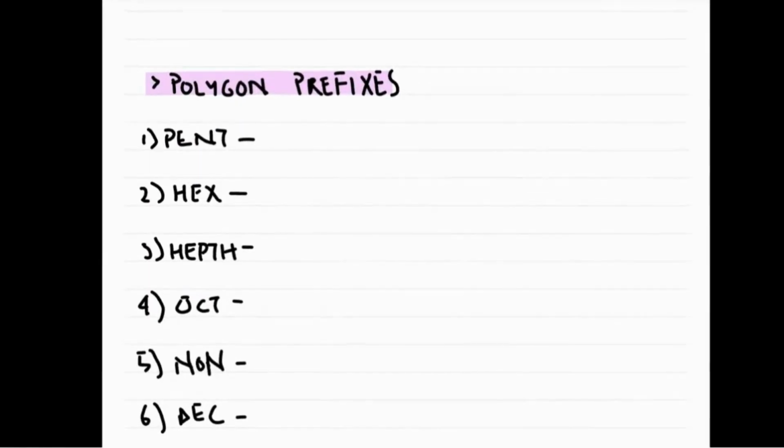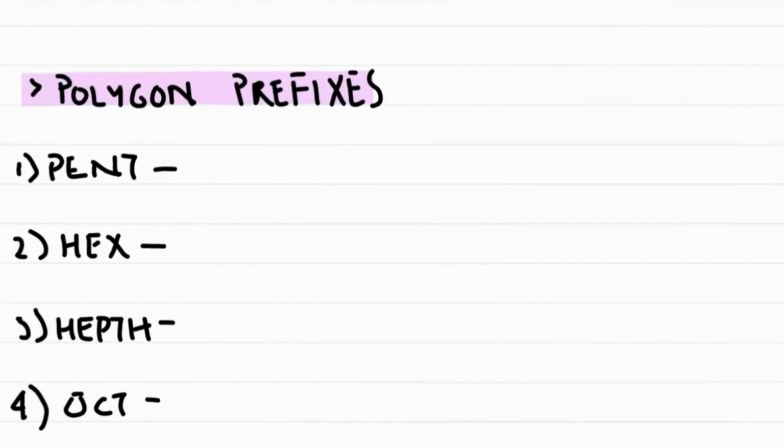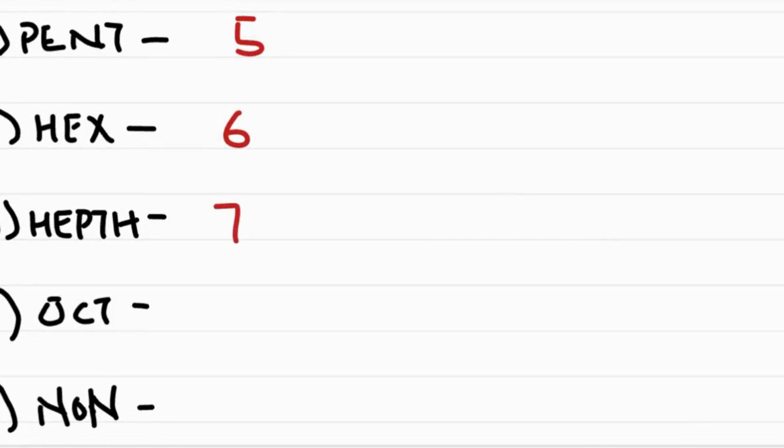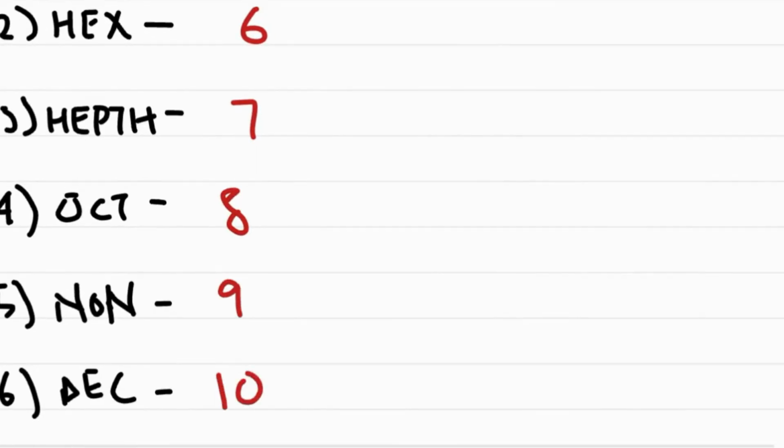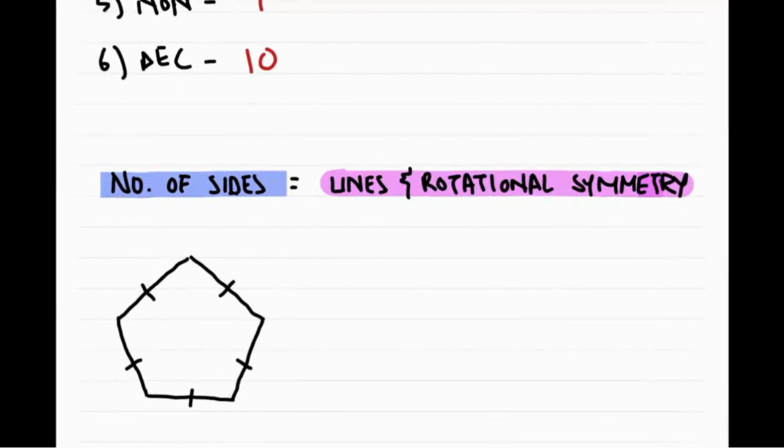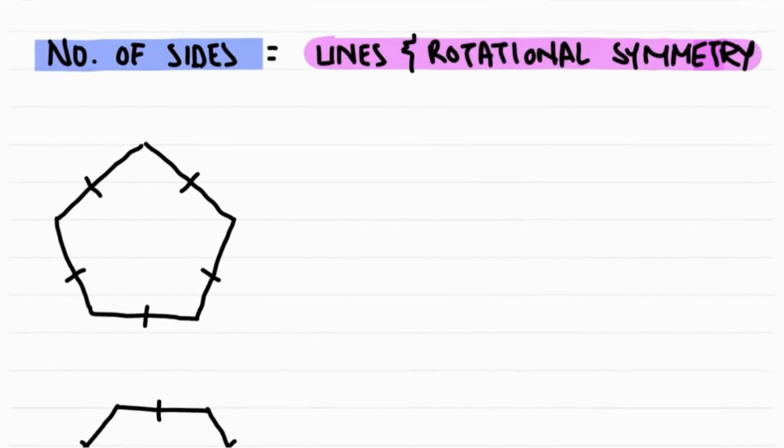Let's look at some of the polygon prefixes. Whenever we see pent, it always means 5. So a pentagon would be a 5-sided shape, and a hexagon would be a 6-sided shape. A heptagon would be a 7-sided shape. Oct would be 8, non would be 9, and dec would be 10. Now let's get to the last and most important part over here, which is rotational symmetry and line symmetry.